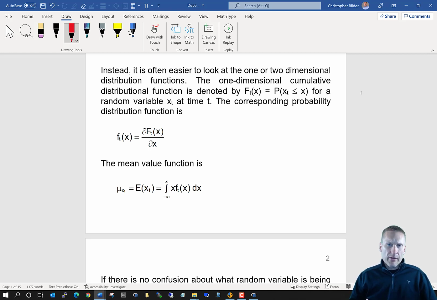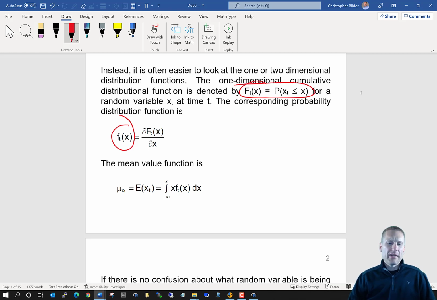Now, to begin with, so that we can get to the dependence part of this section, we need to first look at things in one dimension, meaning one random variable at a time. In other words, using the marginal probability distribution for x sub t. And so, here's our marginal probability distribution function, denoted as f sub t of x, to say this is what the PDF is for x of t. We could also define the joint CDF as well. These concepts should not be new.